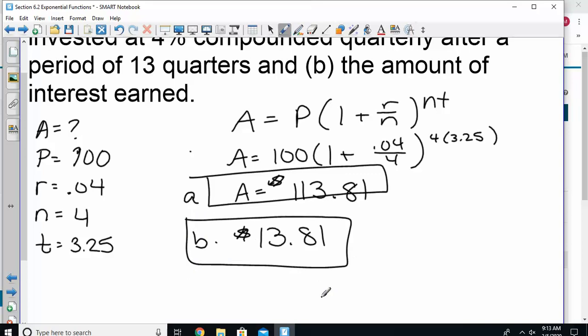You can buy so many things for $13.81. The dollar store. You go to the line.